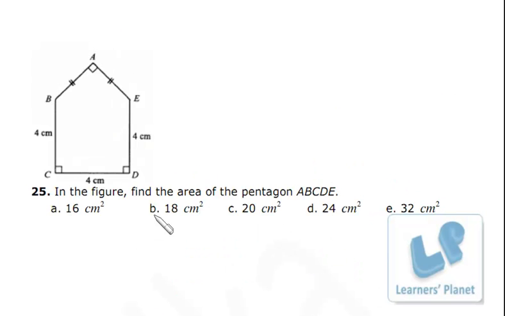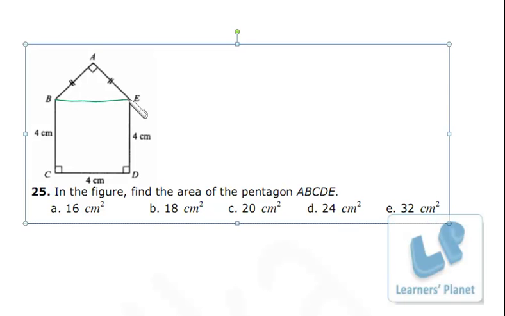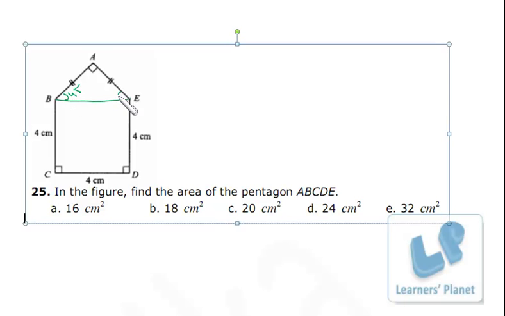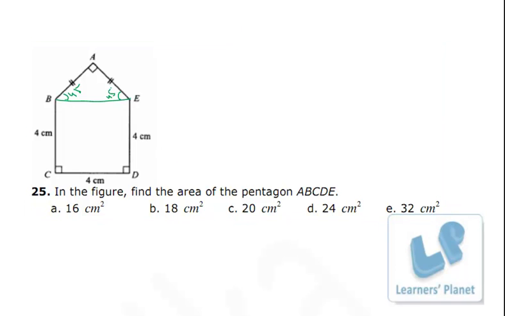Now in the figure, find the area of pentagon ABCDE. Now we can see this is 4, this is 4, this is 4, and we join B and E. Now since in triangle ABE this angle is 90 degrees and these two angles are equal, they must be 45, 45. Okay.